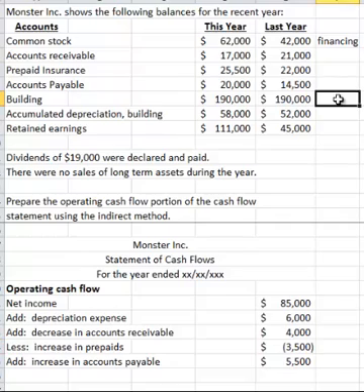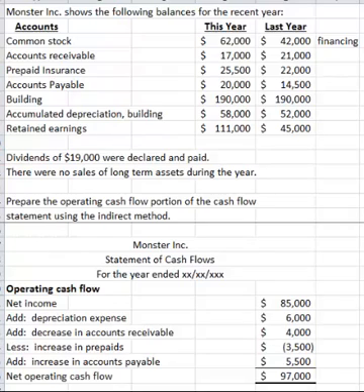There was no change to the building, and even if there was a purchase, a building would have gone under investing. Any cash flows related to that would go under investing. We already took care of the depreciation expense, and we already analyzed retained earnings. The dividends were a cash payment, but they would go under financing. So I get 97,000 when I add them all up.